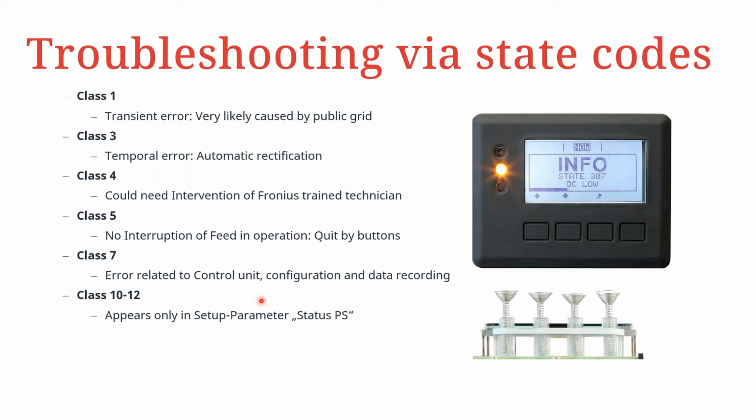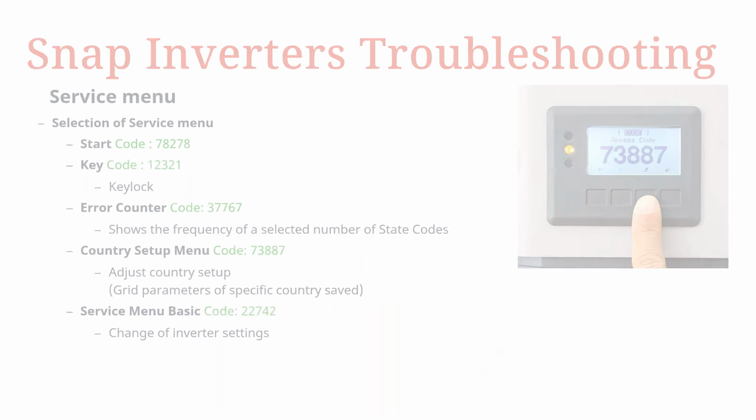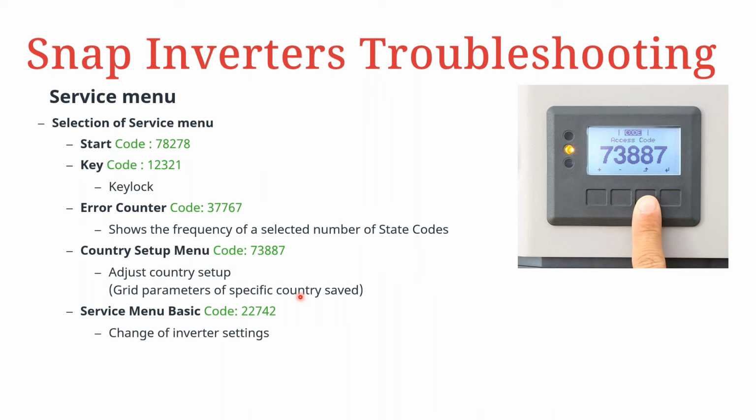Class 7 errors are errors related to the control unit, configuration and data recording. Class 10 to 12 errors usually only appear in the set of parameters of the system. Good. So having gone through these respective classes, let's look at a typical state code and how these state or error codes can be resolved. Before we do so, let's have a list of these codes.